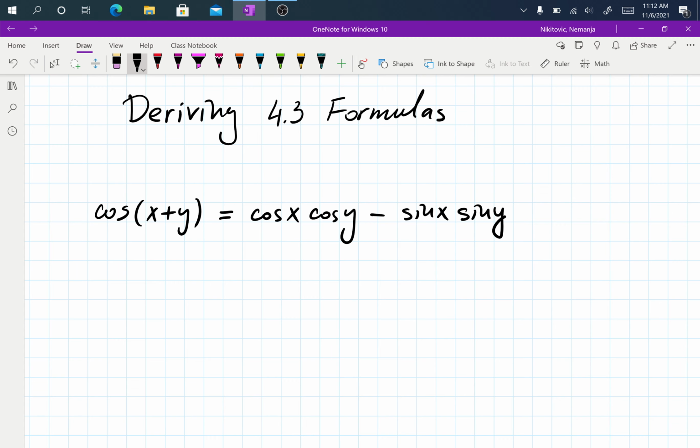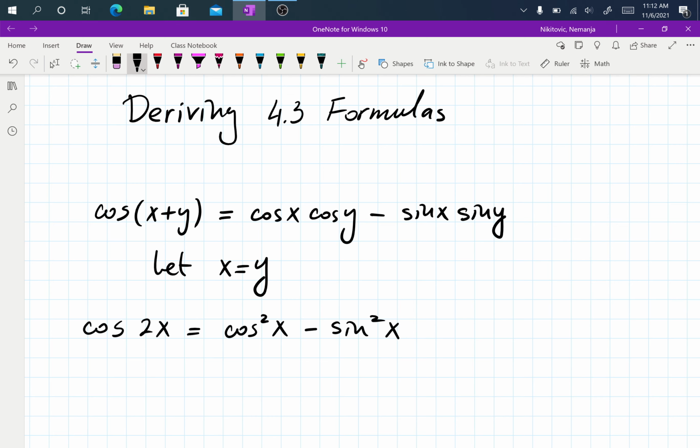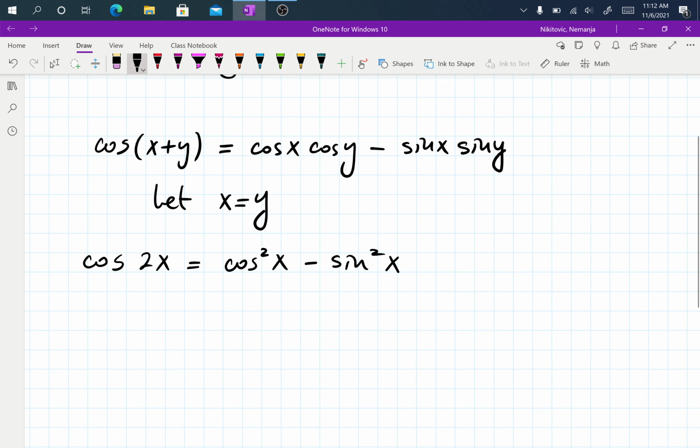That's the main formula, and now we let x equal y, which will make it into a cosine 2x. If you plug x for each y in the above equation, you will get cosine squared x minus sine squared x. Now that's the main equation that we had for the double angle.